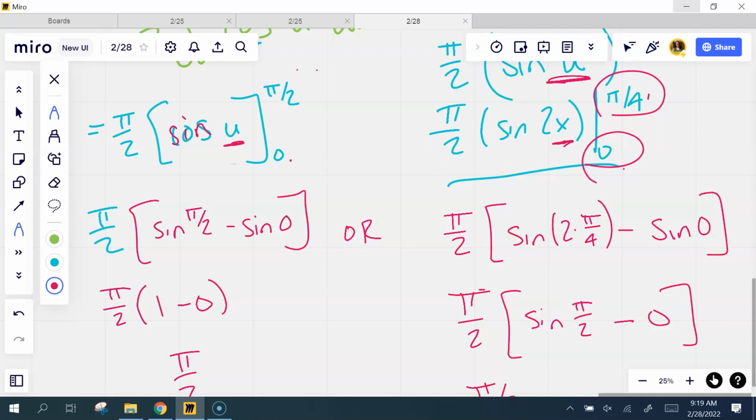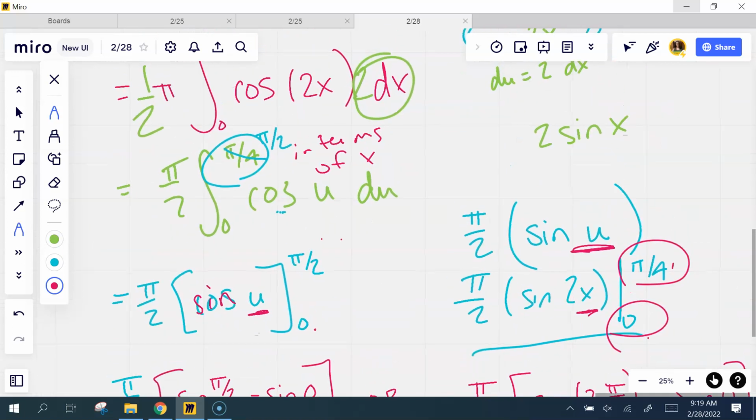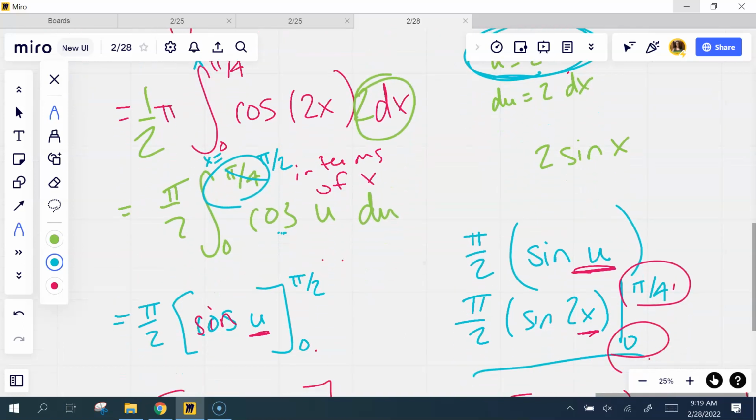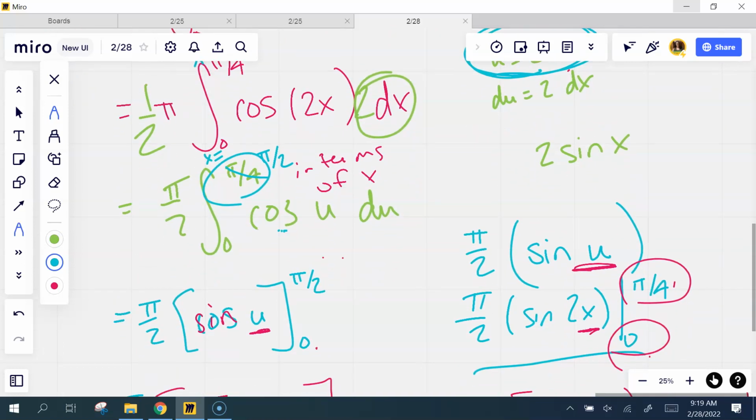They have to be in terms of the same variable. Right now, the way it's written originally, this is saying when x equals pi over 4 and when x equals 0. But if this is u, you can't put what x equals, because x isn't in there, it's u. Well, what does u equal when x is pi over 4?